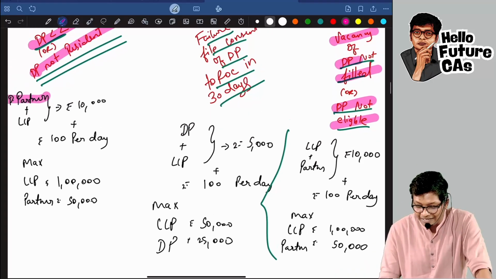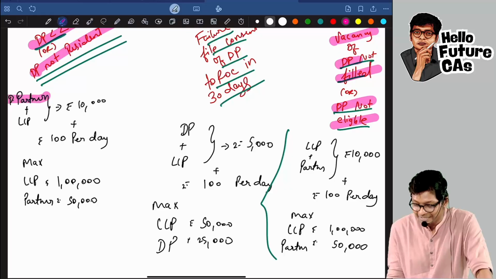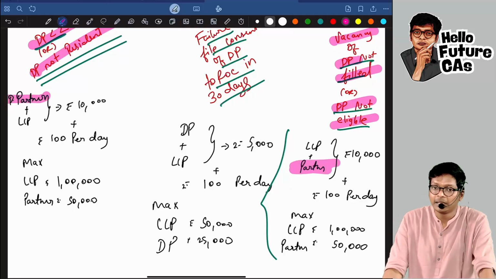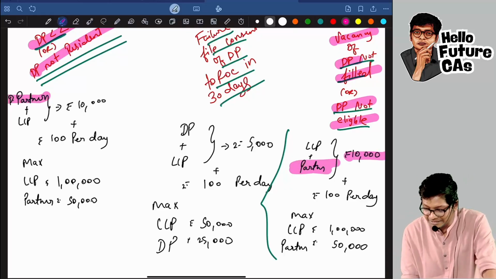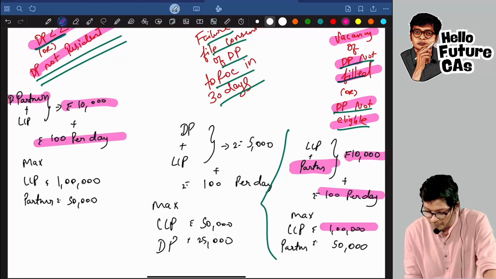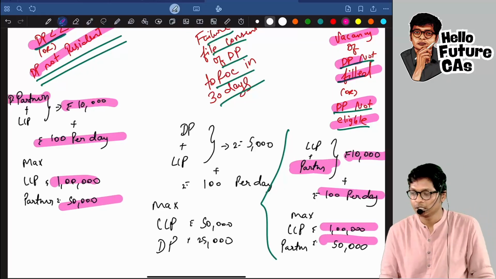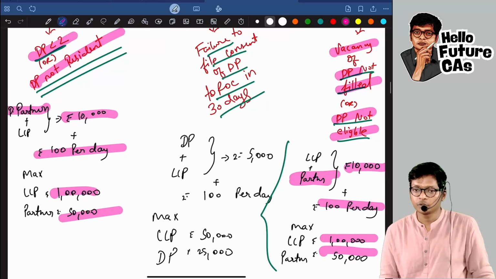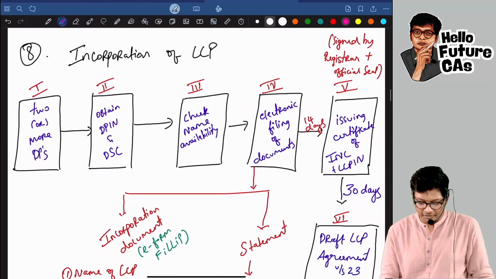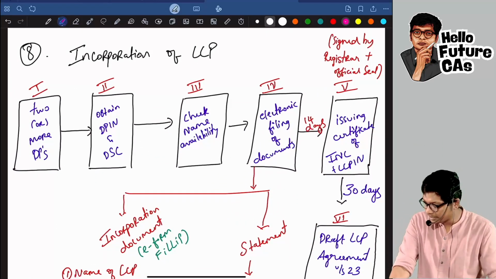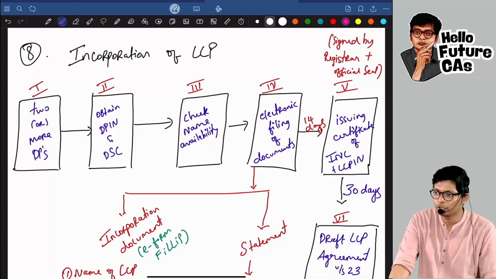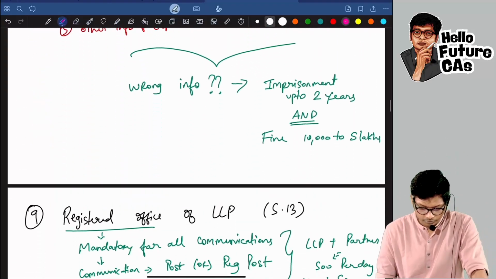So I don't have a DP. That's why, look at this. In third case, liability is on the partner. Rest all amount is same. 10,000, 10,000, 100 per day. 1 lakh for LLP. Partner 50k. Are you following, guys? Understanding all of you? With this, we are done with the designated partner concept. Are you all with me, guys? Hello?